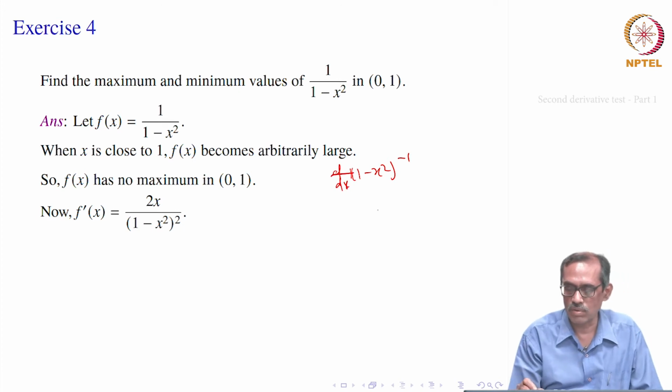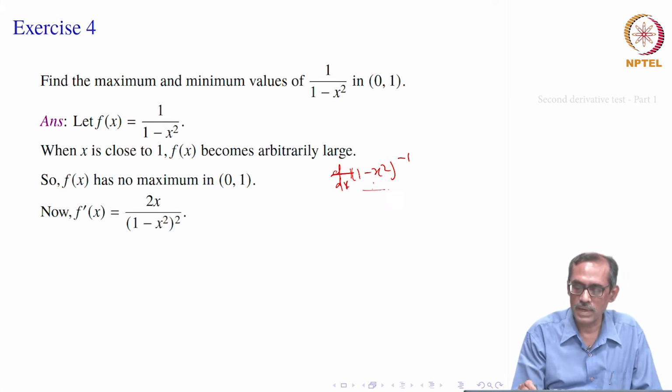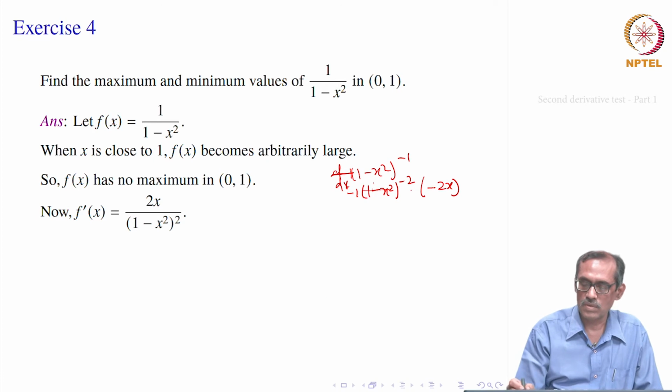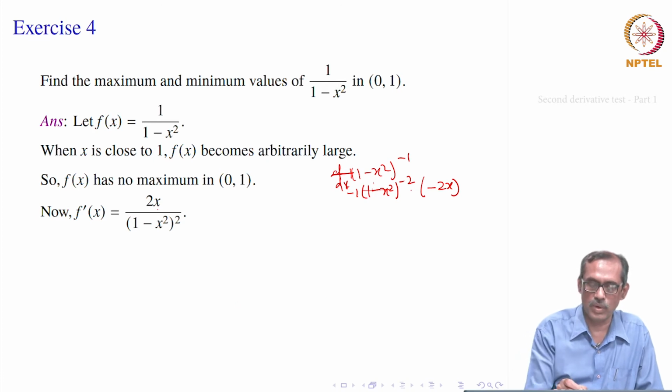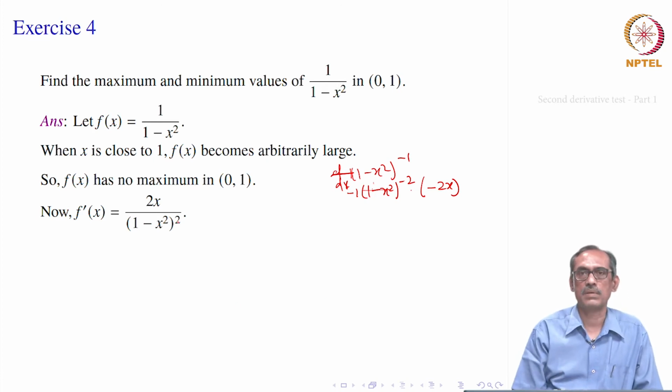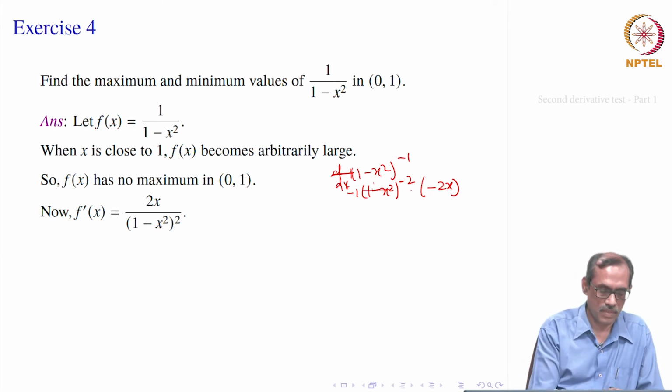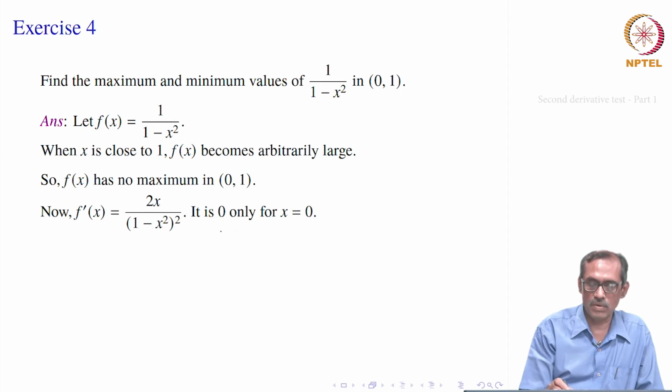So, using the chain rule, we would get 1 divided by, it is minus 1 into 1 minus x square to the power minus 2 into the derivative of 1 minus x square with respect to x, which gives minus 2x. So, minus minus cancels, you get 2x divided by 1 minus x square to the power 2. That is how f prime x is. So, now it is 0 only for x equal to 0. That means there is only one critical point, which is x equal to 0.